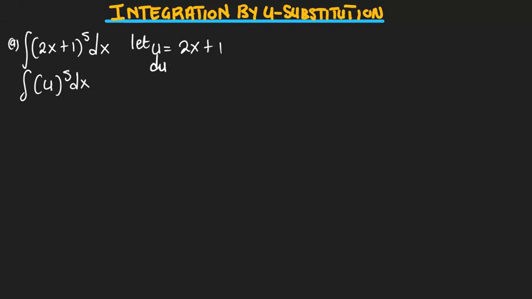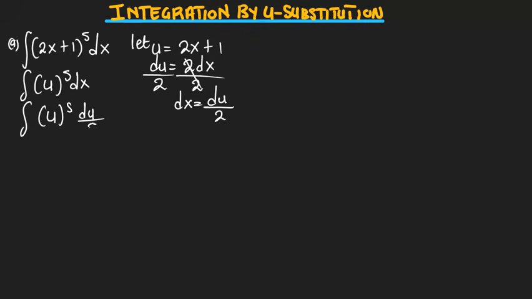Then we can say du, then we find the differentiation of 2x + 1, which is going to be, what is dy/dx of 2x? It's going to be 2. Then of course don't forget dx. Then you can make dx the subject, so that you're going to have your dx is equal to du over 2. So we can replace, here you're going to have u to the power 5. Then while there is dx, I'm going to put du over 2.